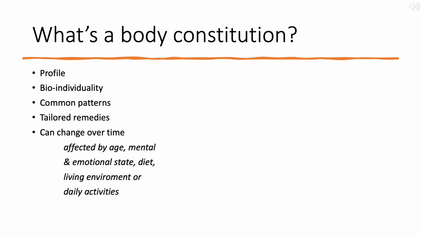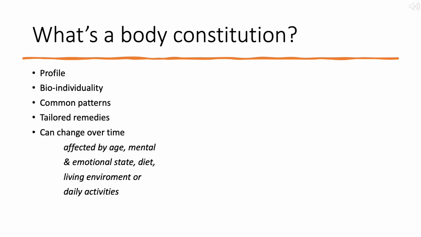Now, what is a body constitution? Basically, it's like your health profile. Everyone is different. In modern terms, you might hear this as bioindividuality. It's like different categories that we fall into, but there are 9 of them, so it's not as simplistic as most mainstream Western medicine terms. And what it allows is that it gives us common patterns for each constitution, which help to tailor remedies or to understand what's going on.